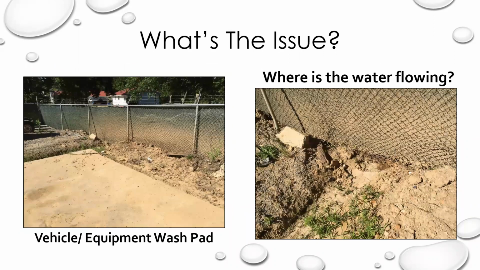Something for either a construction site or for an industrial site that you might see is your equipment or wash pads. So even if you're not using soap, which could be entrained off site, you can see here the constant washing has created an erosion channel that is flowing off site and under their fencing. So that sediment is just getting transported off site constantly because of that.